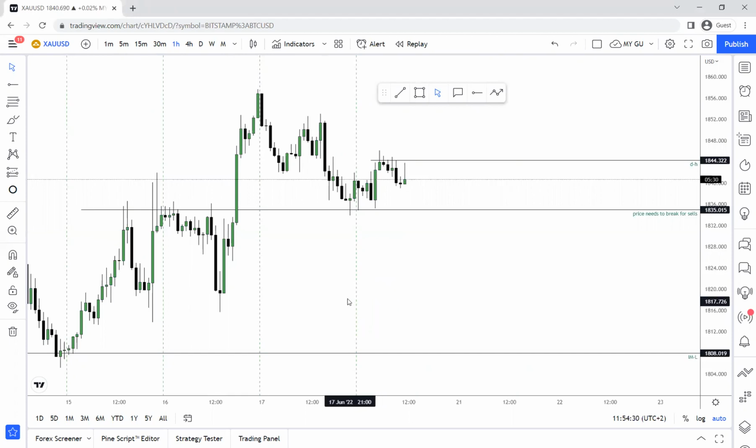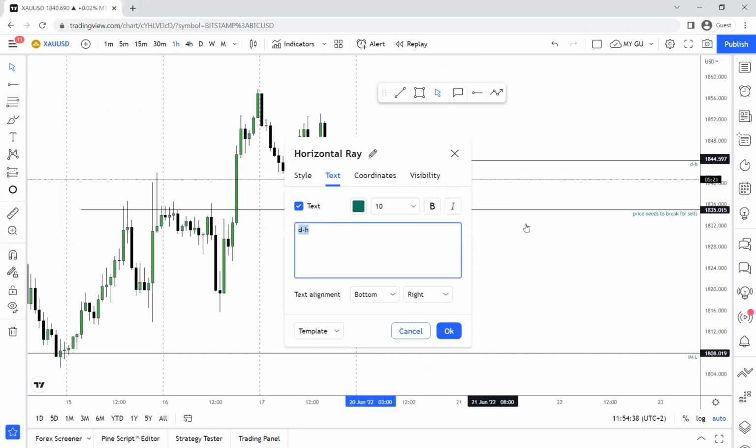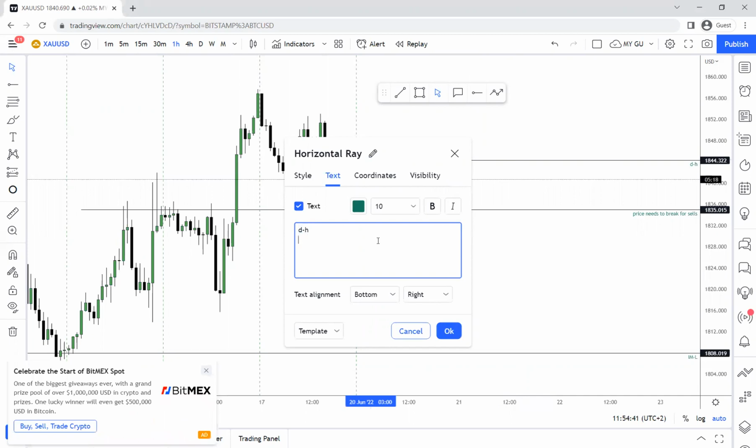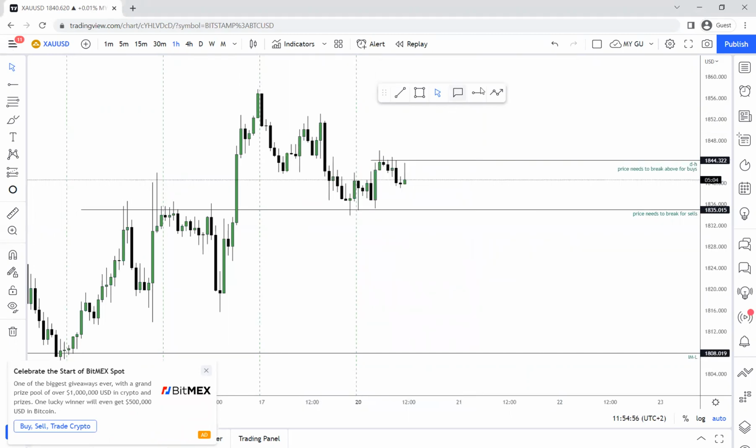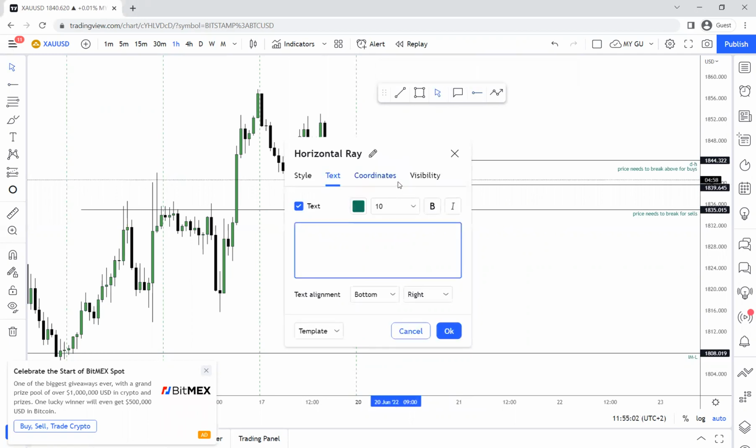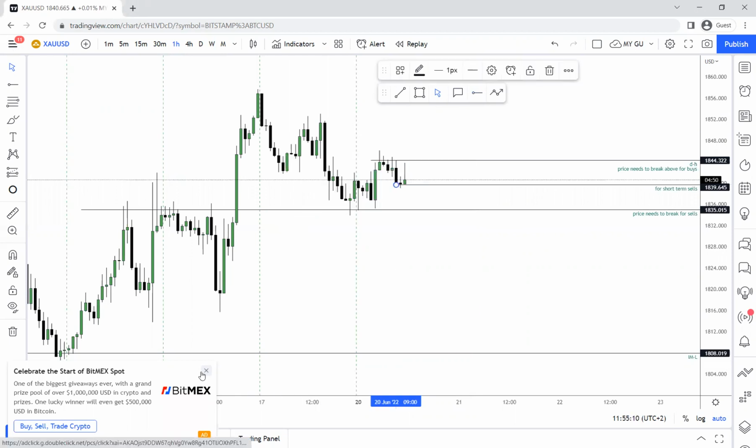Both views are very much possible, the buys and the sells. For buying, we all know we need to wait for price to break above our daily high. All right. For buys. All right. And then let's put a lower price it is at. That's for short-term sells. All right.